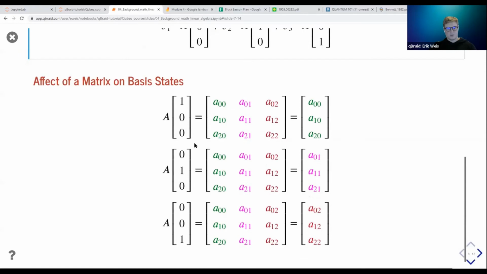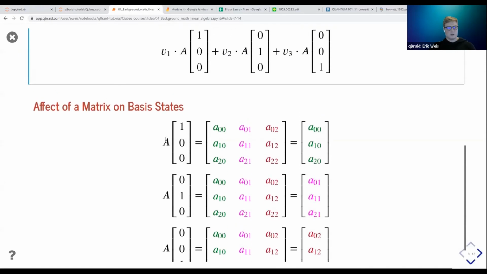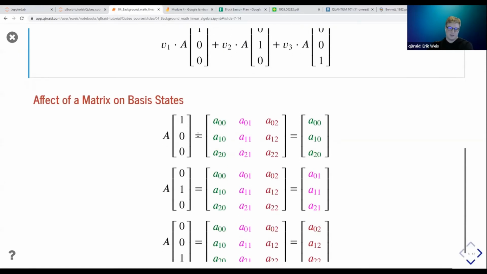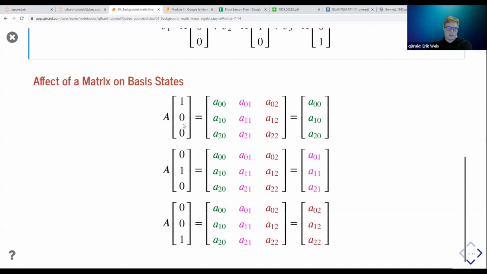Okay, so what does this look like? The effect of a general matrix A on the basis state. You can notice that for any matrix A, this is just a general matrix. I haven't made any assumptions about what this matrix is. It just has elements A00 through A22, and they're all listed here.